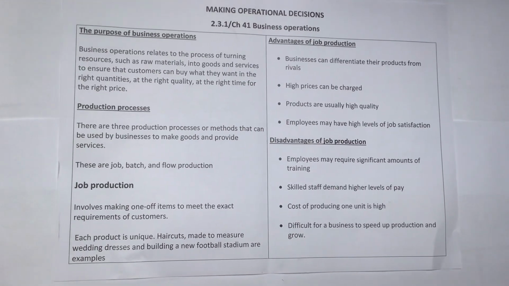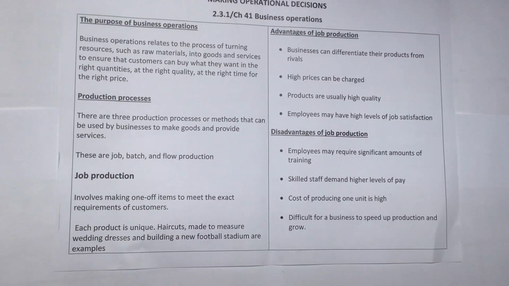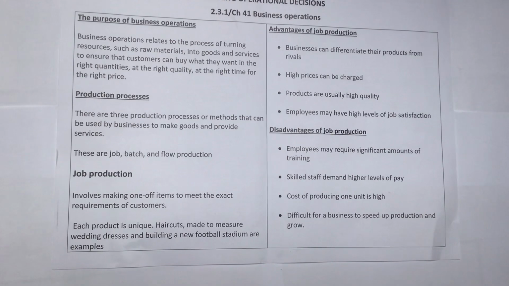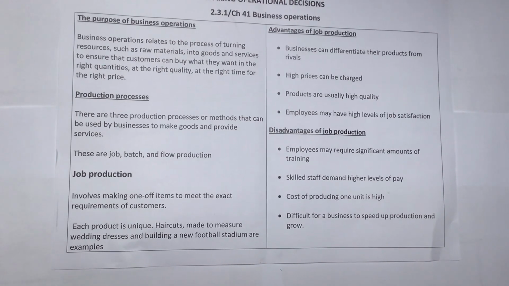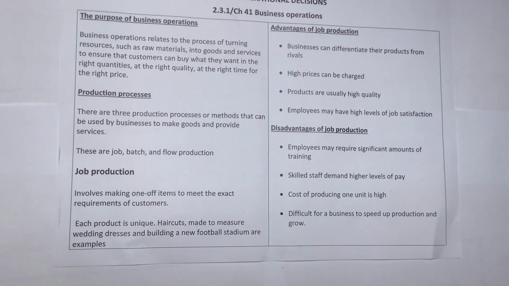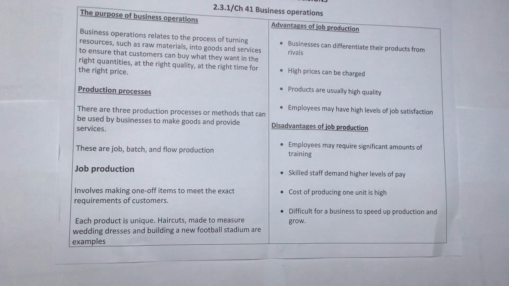Business operations relates to the process of turning resources such as raw materials into goods and services to ensure that customers can buy what they want in the right quantities at the right quality at the right time for the right price. Production processes. There are 3 production processes or methods that can be used by businesses. These are job, batch and flow.